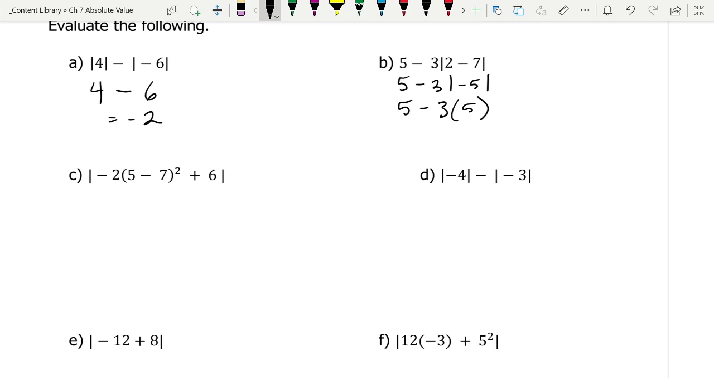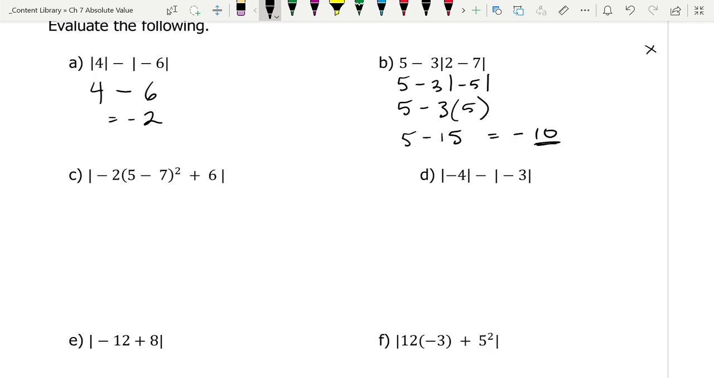You can use the times symbol if you want. You can use a dot. You can use an X. You almost never see me using an X for multiply. That symbol's kind of dead to me. But as long as you understand that now the multiply has to happen before the subtraction. So that's 5 minus 15, and the final answer is negative 10.